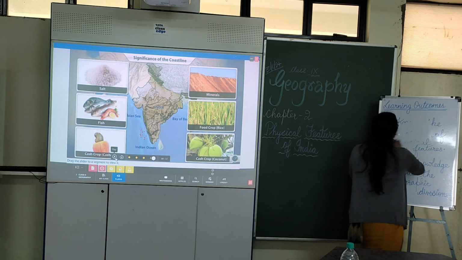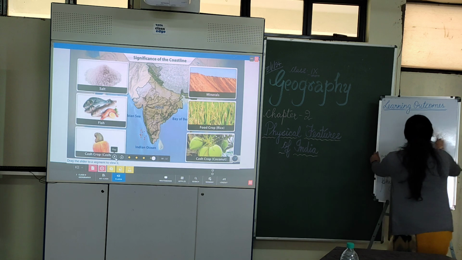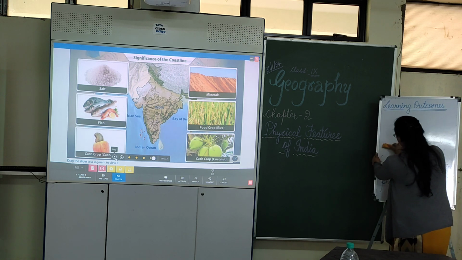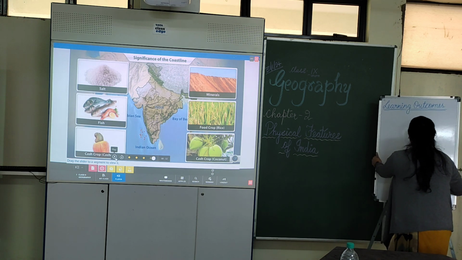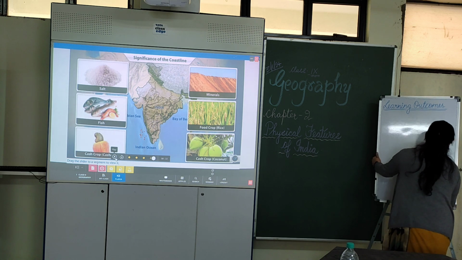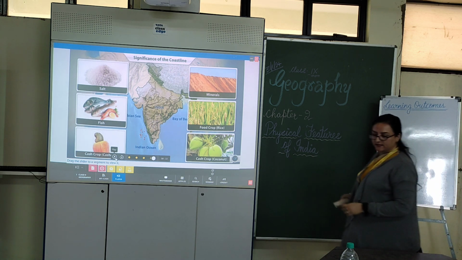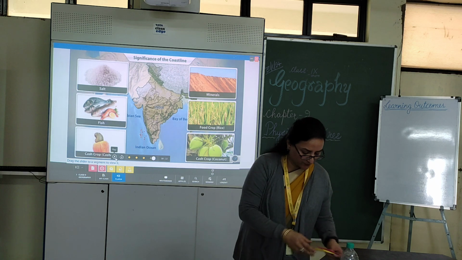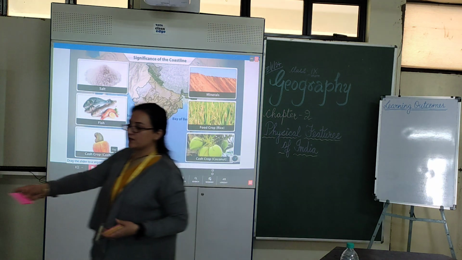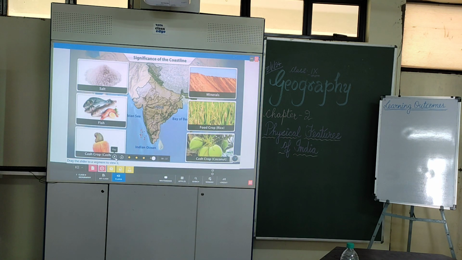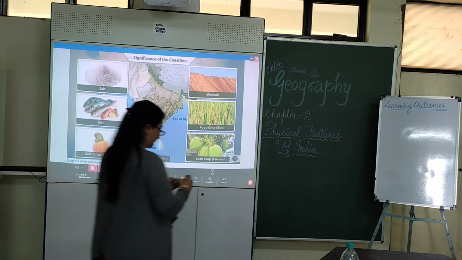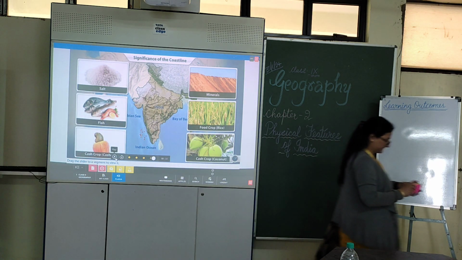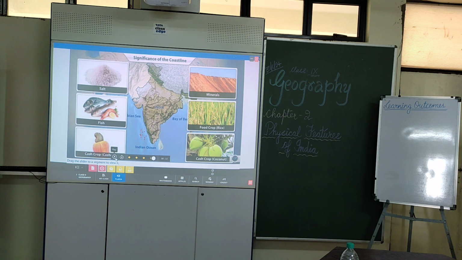So I will be giving you small chits where you have to write the names of the landforms and you have to stick them here so that I understand that yes, the topic is clear to you. So I am giving you a few. You can distribute these among yourselves. One you can all take. You also take. You just distribute. Okay.